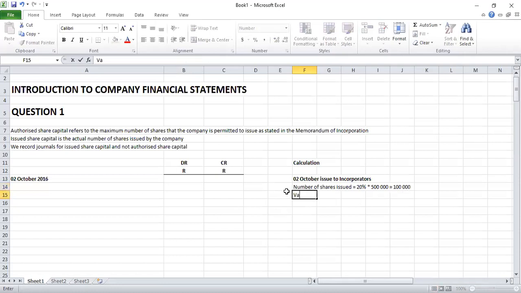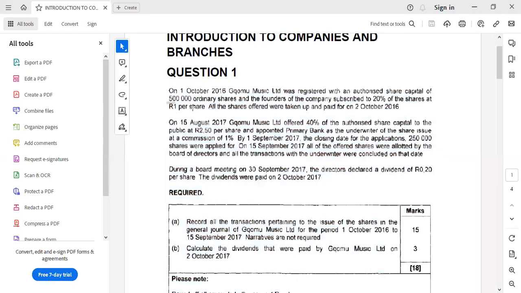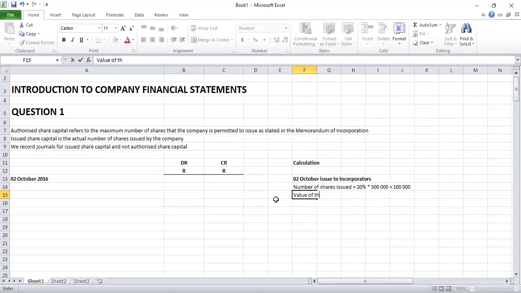Right. Now in our journals, we don't record the number of shares. We need the value of the shares. That is the amount. Now we are told that these were issued at R1 each. So we'd say value of the shares. These are 100,000 multiplied by 1 rand, which is equal to what? 100,000 worth of shares. Right.